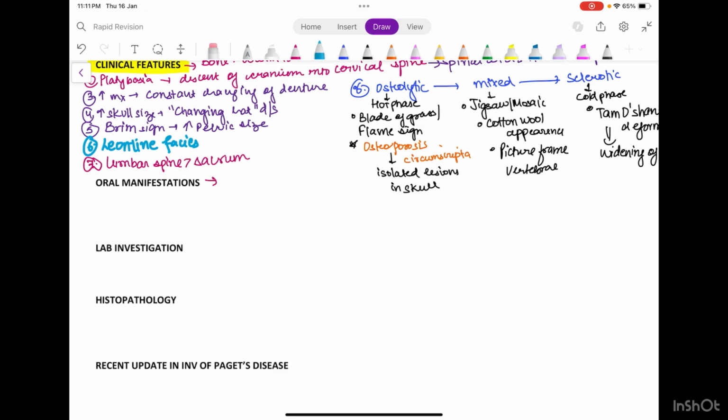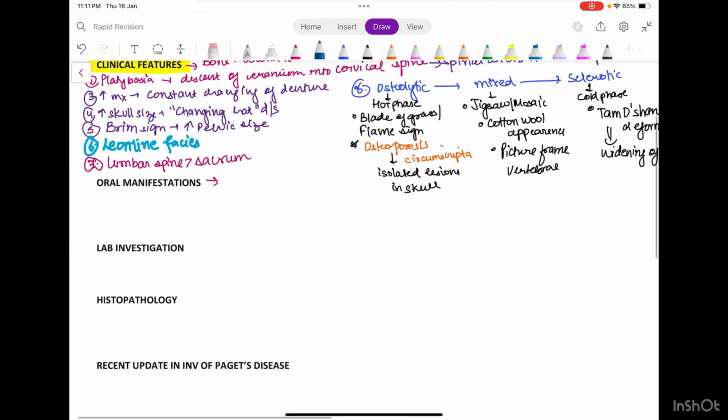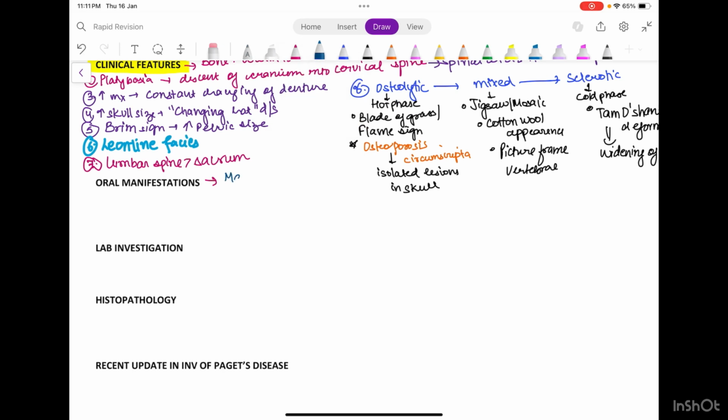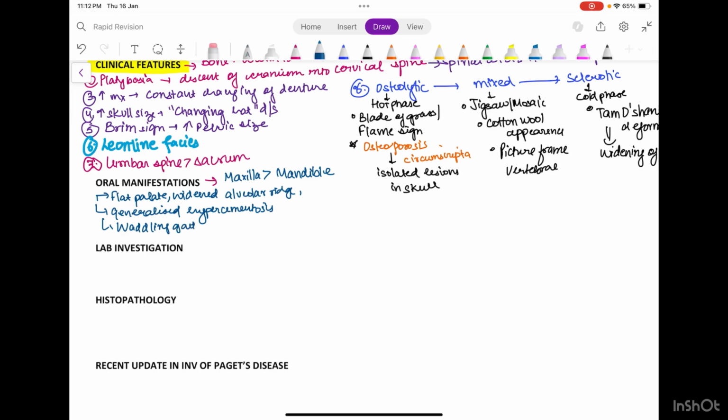Now in oral manifestations, you should know that oral manifestations are more in maxilla than in mandible. Then there is flat palate. Then we have widened alveolar ridge, generalized hypercementosis. We have waddling gait. Then we have important Lincoln's sign.